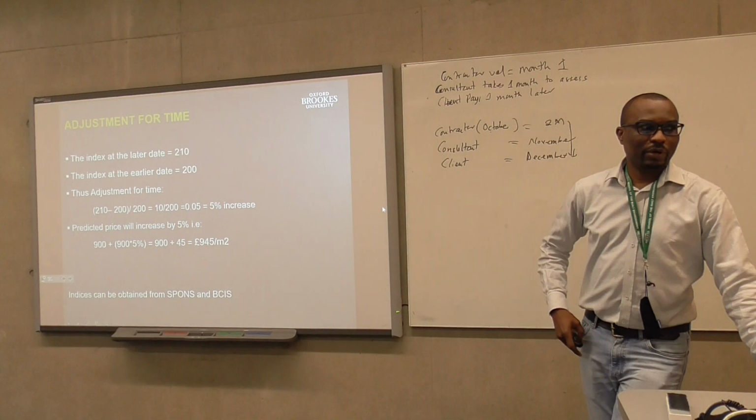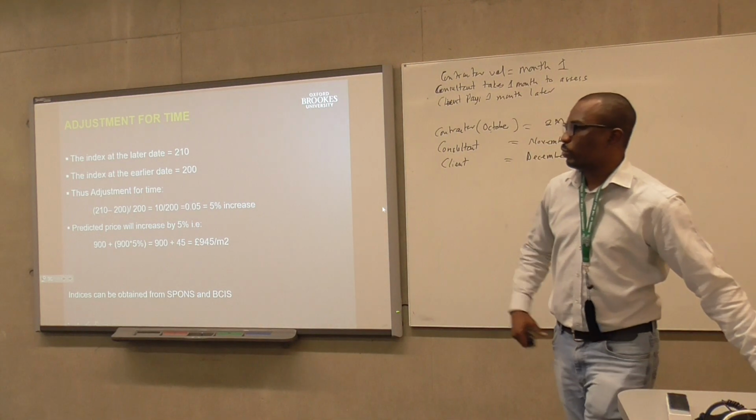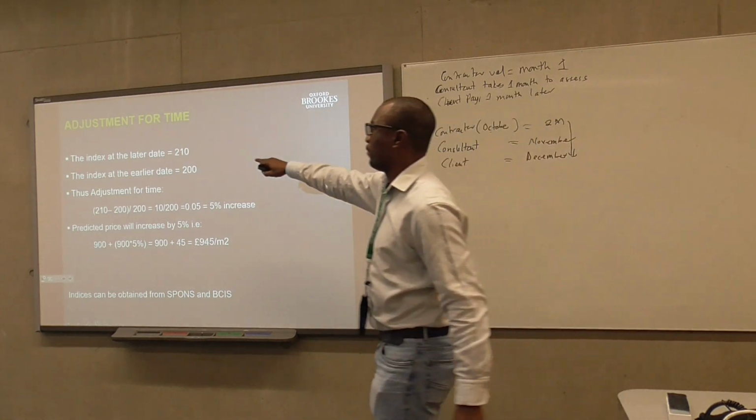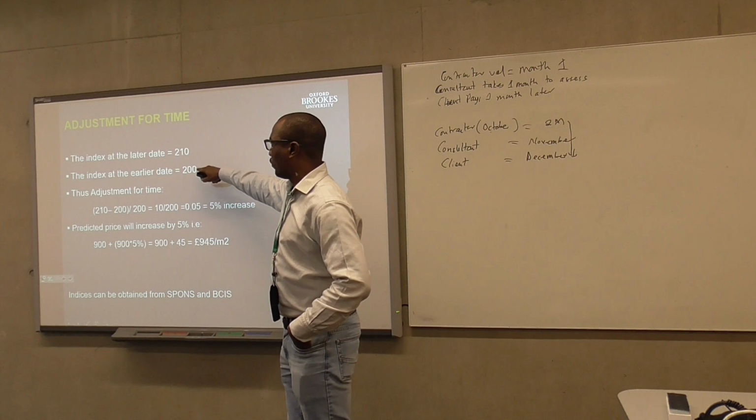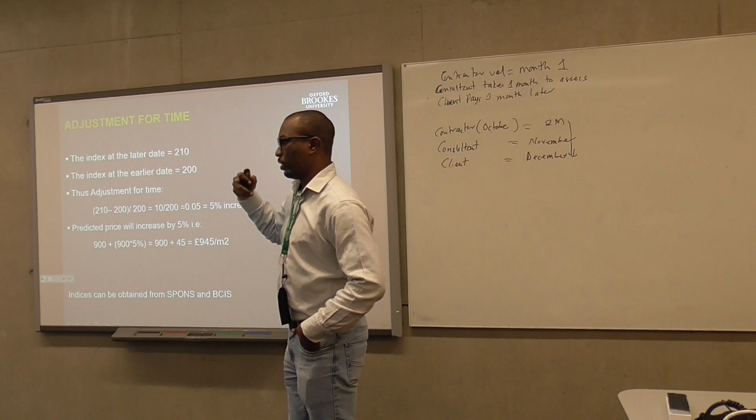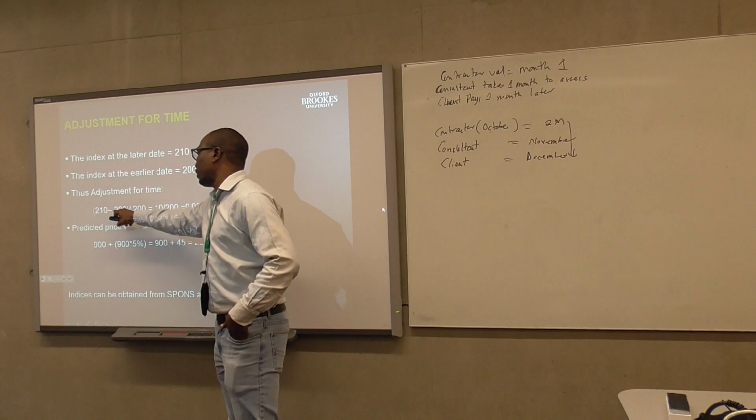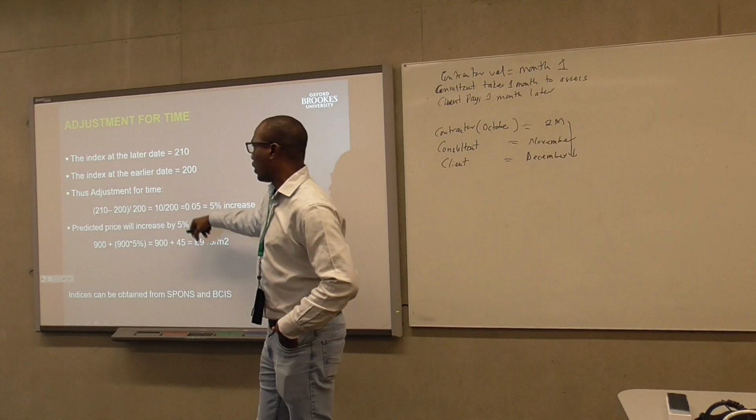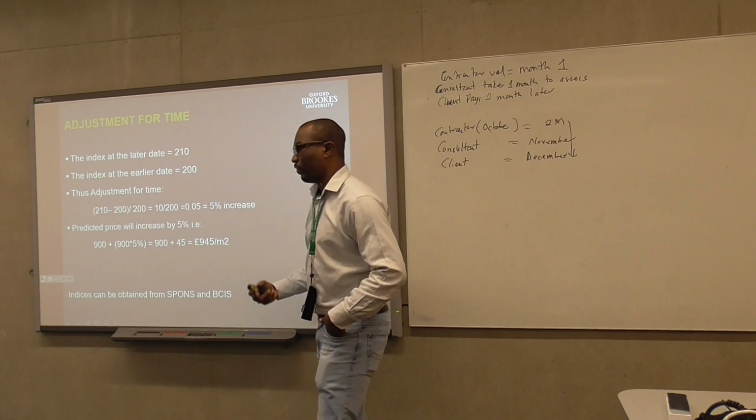Okay. So we know the index at the later date, when we want to build in 1 year's time, is 210, and the index at the earlier date, when it was tendered, is 200. We know the formula: the index at the later date minus the earlier date, over the earlier date, which is 10 over 200, which means that the price will increase by 5%.